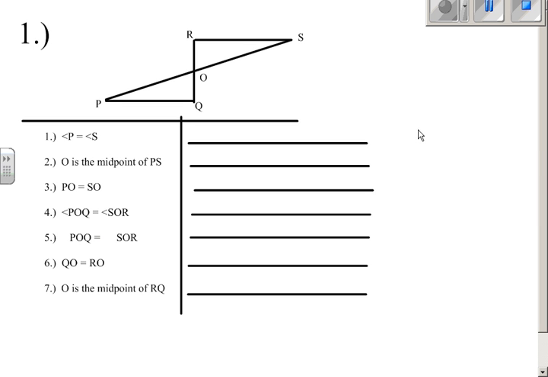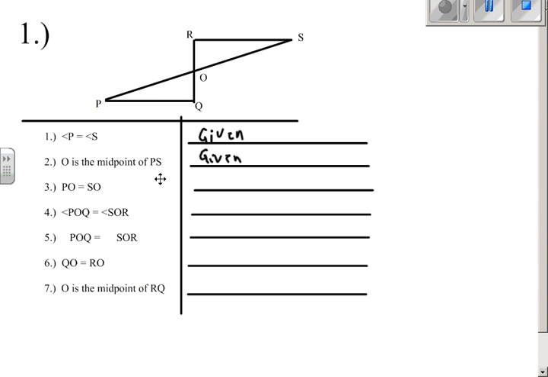What we're looking at here are the solutions to the problems on page 130 to 132, 1 through 6, and we have a number 9 and 10 also. So the first one here, we're doing a proof, and the given was that angle P was congruent to angle S. So our first reason here obviously is given. And we were also given that O is the midpoint of PS, so number 2 is also given. Those should be the easy ones.